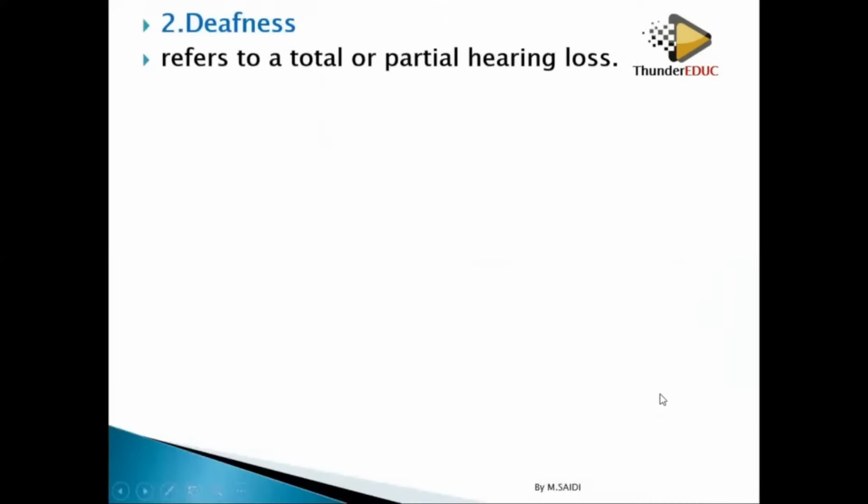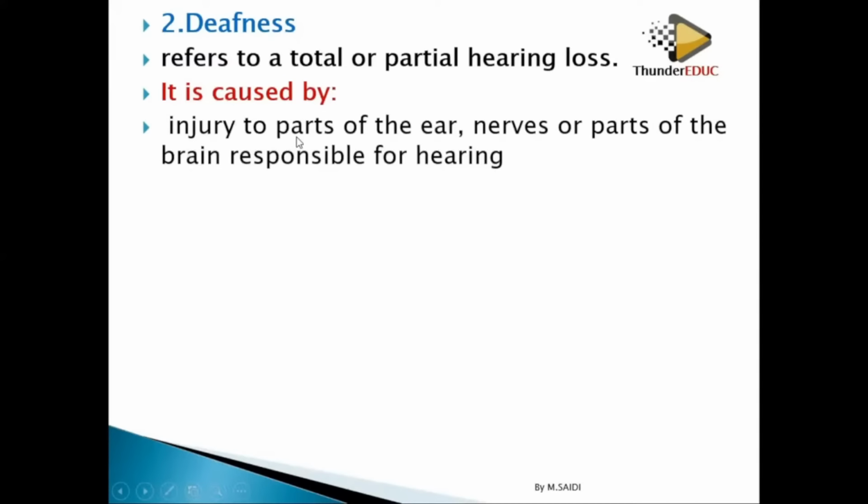Number two is deafness. Deafness might be partial or total. If it's partial deafness, it means that you have difficulties with hearing. Total deafness means that you don't hear at all. It is caused by, number one, injury to part of the ear, the nerve, or the parts of the brain responsible for hearing. So it means that the brain can't interpret what is being received.